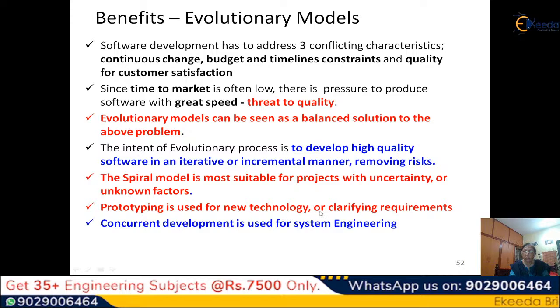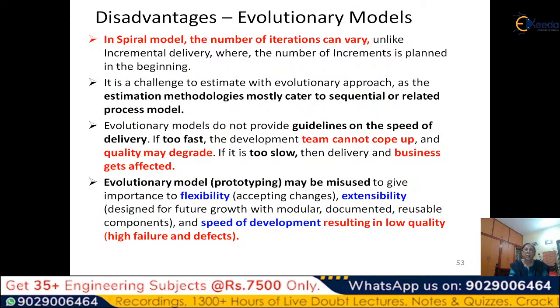Prototyping is used for new technology or clarifying requirements. So this is a type of evolutionary model. Whenever you have new technology or need to clarify requirements, you go for prototyping. And when you have large projects, uncertainty, risk, unknown factors, you go for the spiral model. And within a spiral model, one spiral, initially in parallel, could be your prototype. Concurrent product development is mostly suitable for system engineering.